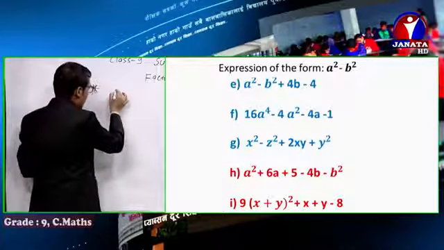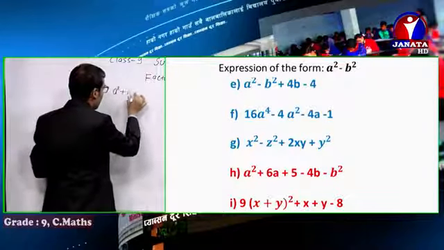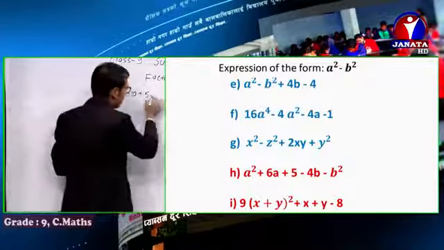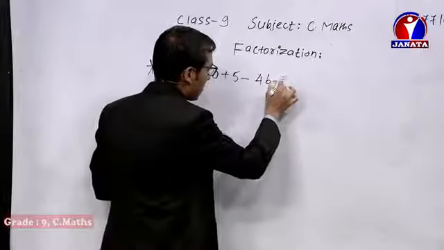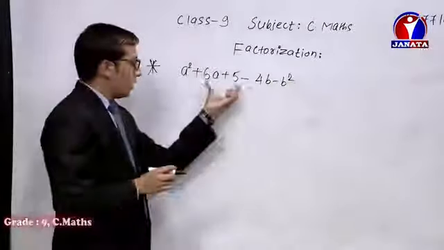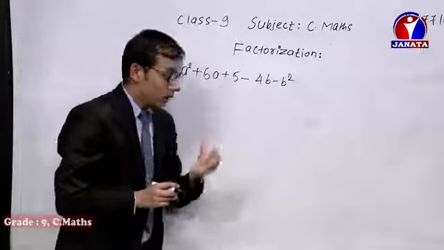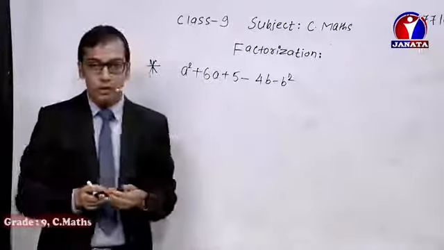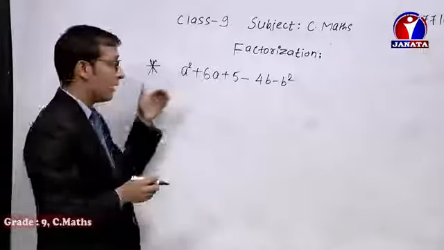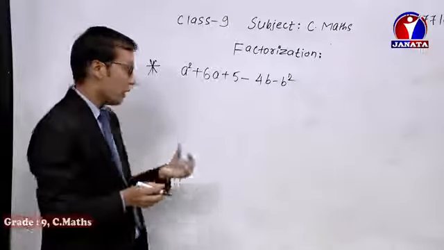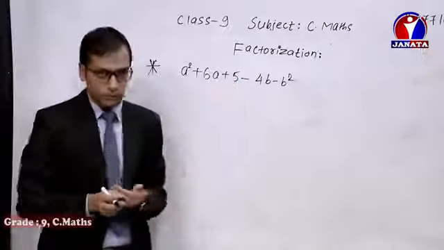Let's write a question. a square plus 6a plus 5 minus 4b minus b square. So this algebraic expression has 5 terms, and 4 different terms are letter containing terms, or variable containing terms, and one is constant. So 5 is the constant term.